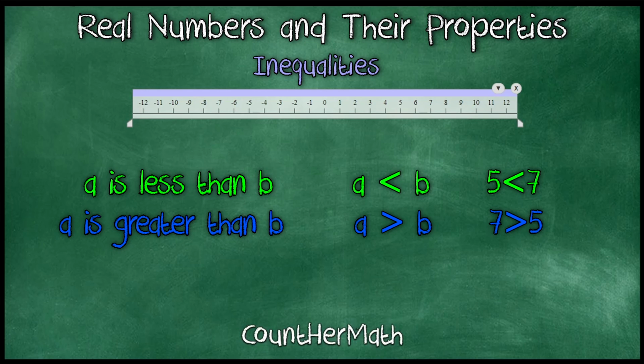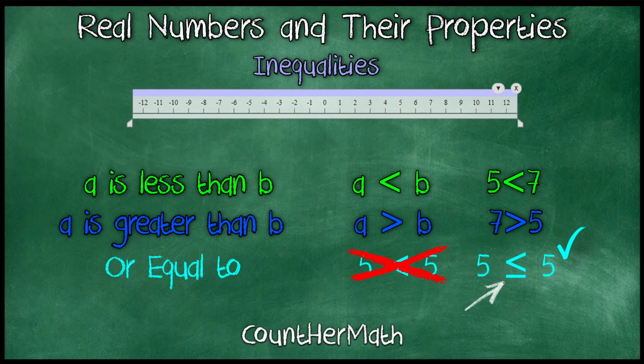Another thing we can do with inequalities is that we can also say less than or equal to, or greater than or equal to. This is helpful for us because I can't say that 5 is less than 5, because that's not true. But I can say that 5 is less than or equal to 5. We show this by putting a little line under the inequality.